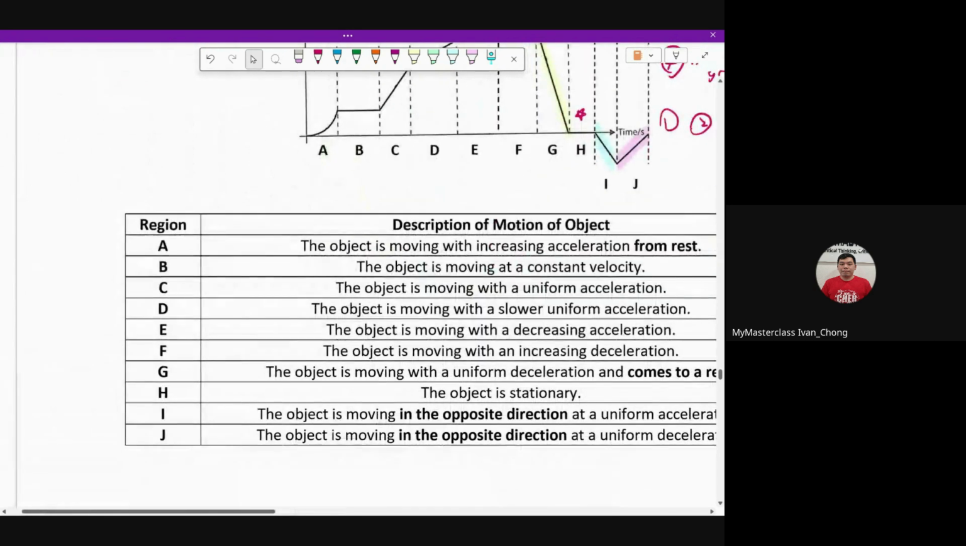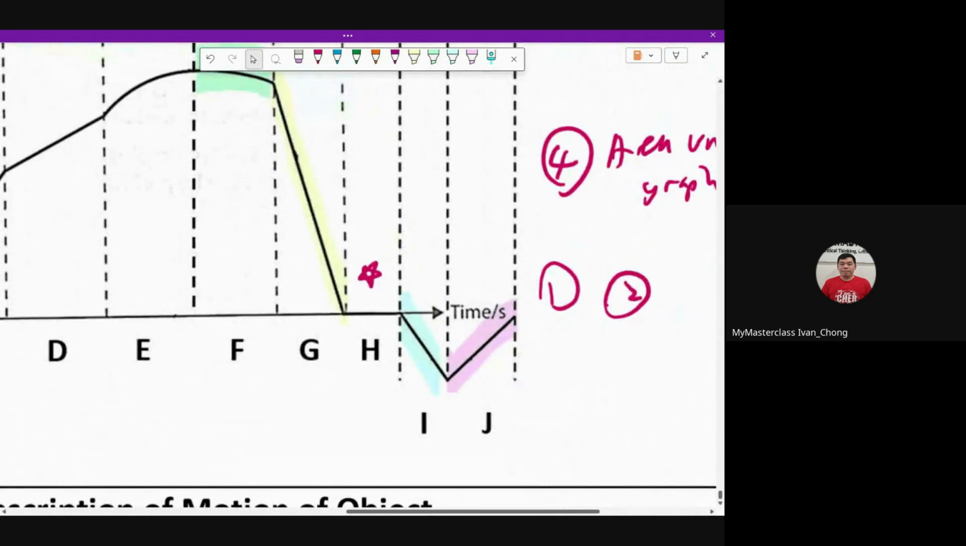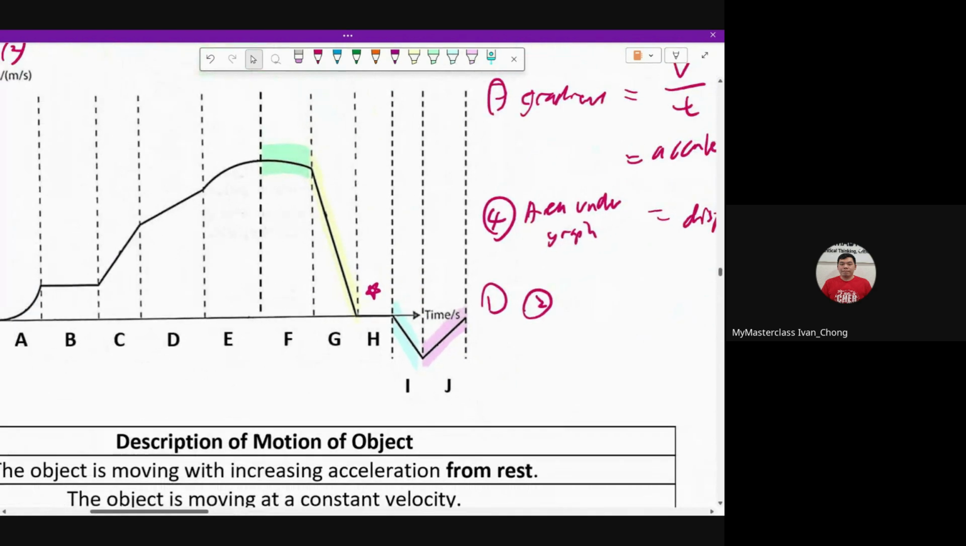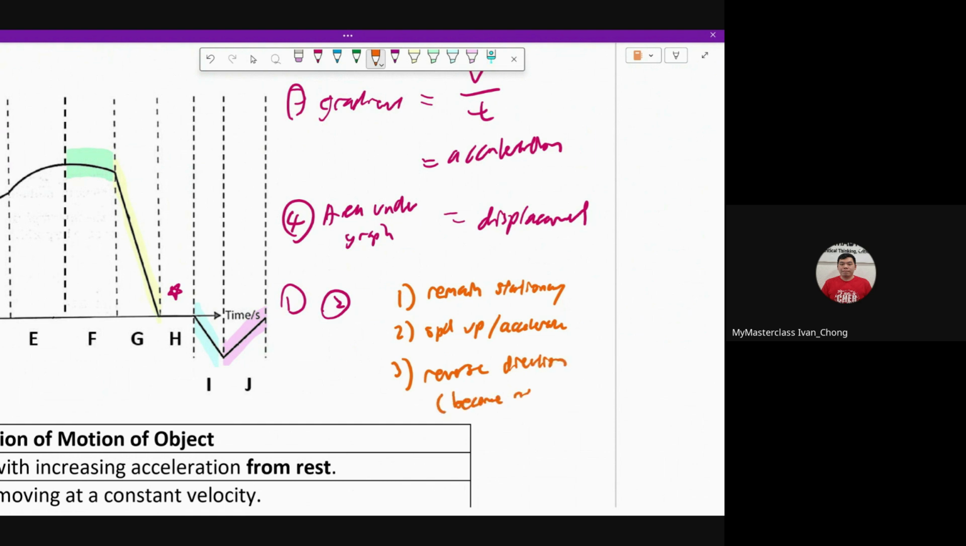But the one that you need to highlight is whenever you touch your horizontal axis, whenever you reach zero, you need to be very, very careful. Why? Because when you reach zero, there are three things that can happen. First, you can remain stationary, which is what happens at H. You can speed up, basically you accelerate, which is just going up, or you can actually reverse direction, which means that you actually become negative velocity, as you can see in this diagram over here.